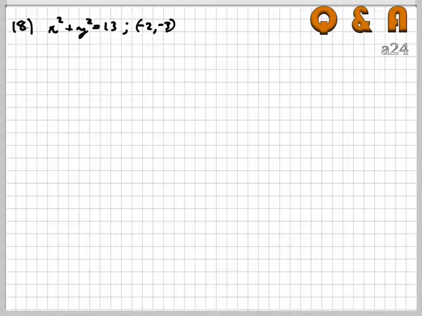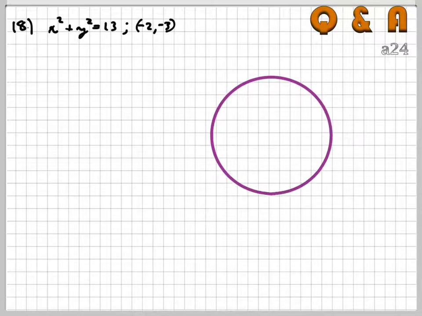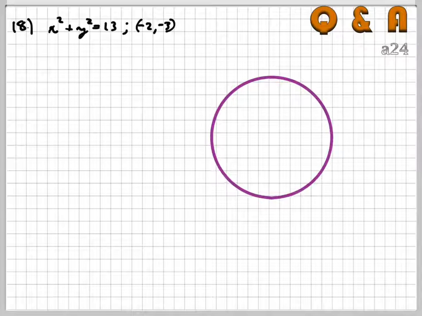Okay, so we have to find a tangent line at that point, and that point is supposed to be on this circle. So here's a circle for you guys. It's not going to be perfect, but it's almost perfect. Let's pretend that the point is right here. It's not an exact point, but there's my center, and there's my radius going to that point.